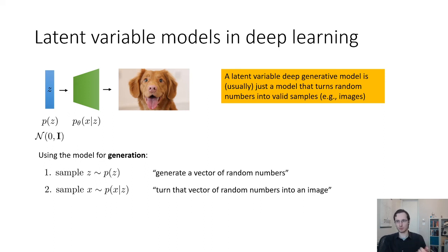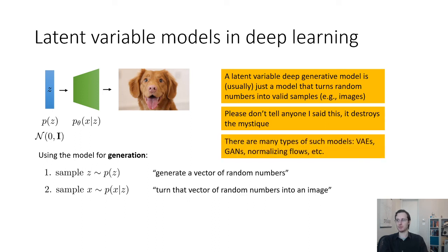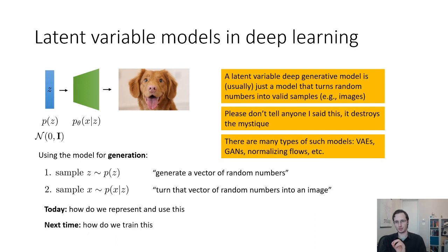So for all the fancy math on the previous slides, mechanistically, this is all it looks like. Generate a vector of random numbers, call that z, run that through your neural network, get an image. Please don't tell anyone I said this, it destroys the mystique a little bit, but that's really all it is. And VAEs, GANs, etc., they're just different ways of doing this. So there are many types of such models, VAEs, GANs, normalizing flows, etc., and mostly they differ in how these things are trained, with some minor differences in representations too. But this is the basic idea. So today we're going to talk about how to represent and use this, whereas next time we'll talk about how to train this. And there are different ways of training it, depending on whether you want VAEs or GANs or something else.